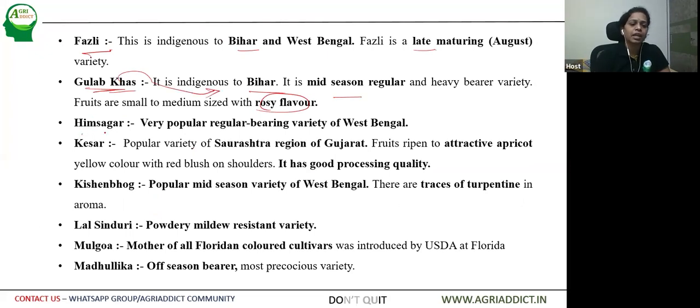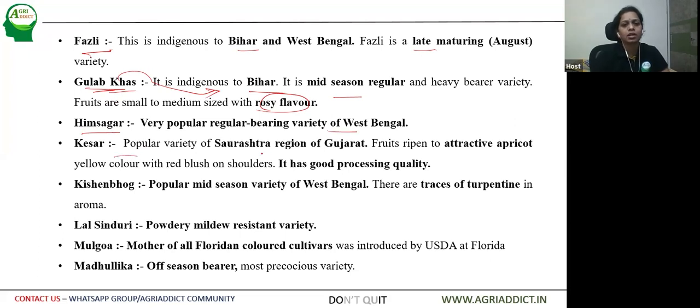Then Himsagar. So you have to keep a note on all this, and you can expect at least one question from each of the fruit crops. So among the varieties or the hybrids only, they're going to concentrate. Then comes Himsagar, a popular variety of West Bengal.